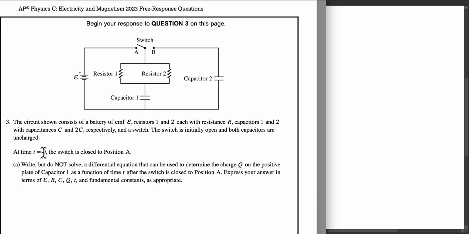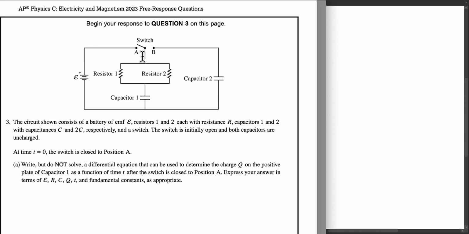At time t equals 0, the switch is closed to position A. So now it's closed to A. Question A. Write but do not solve a differential equation that can be used to determine the charge Q on the positive plate of capacitor 1 as a function of time t after the switch is closed to position A. Express your answer in terms of EMF, R, C, Q, and t, and also fundamental constants as appropriate.